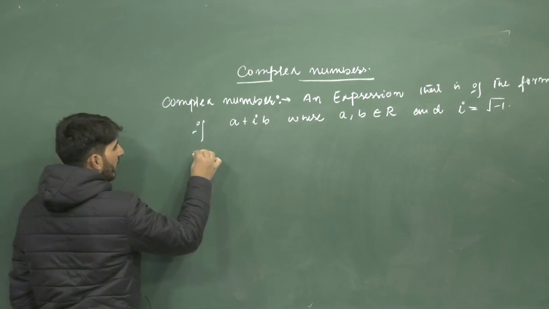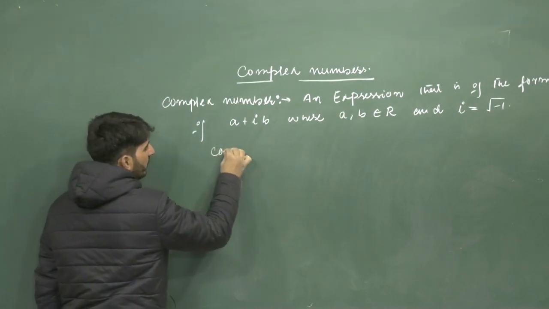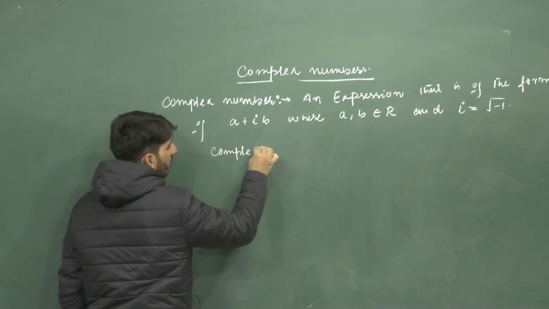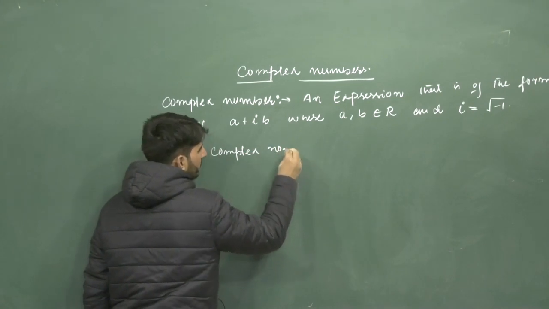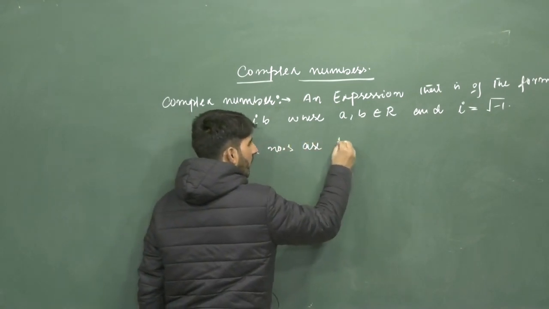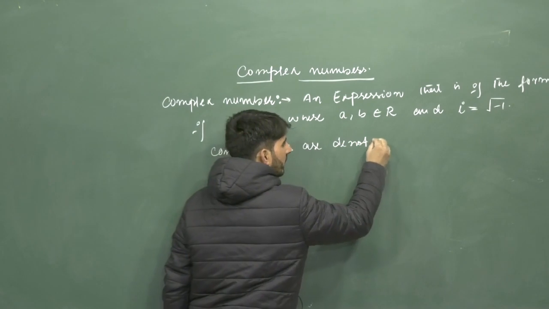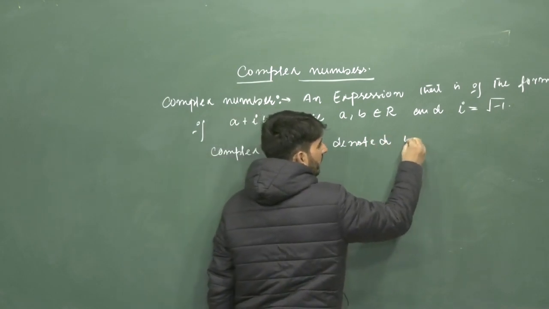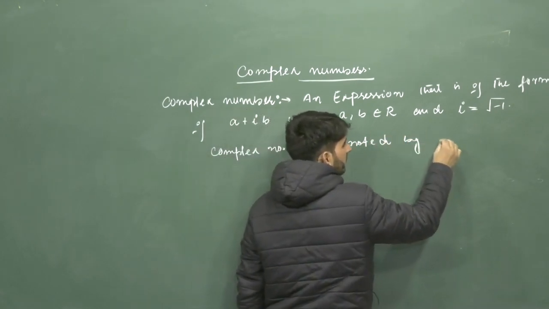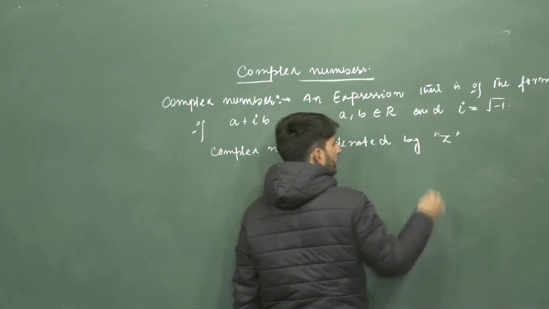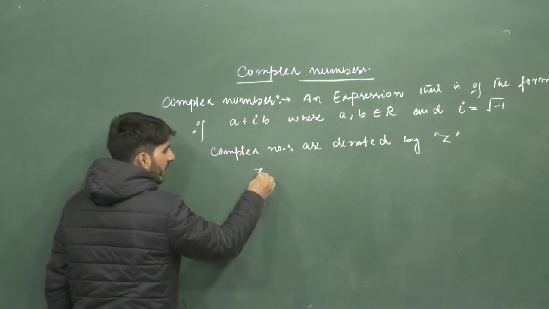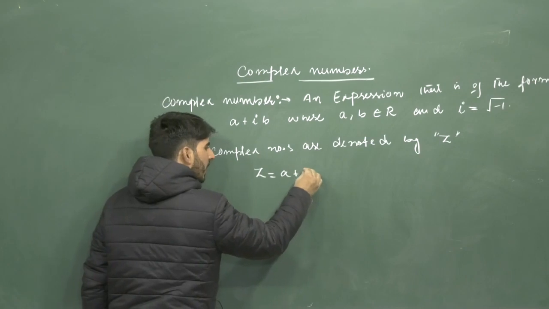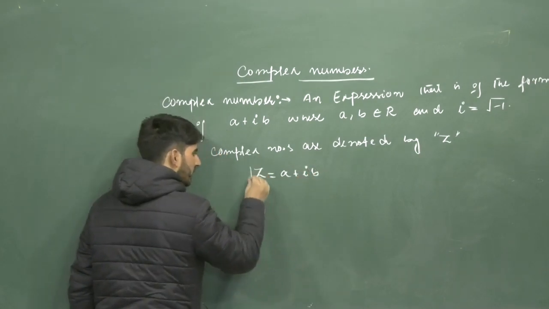Any complex number is denoted by the letter Z. So Z is equal to a plus iota b is a complex number.